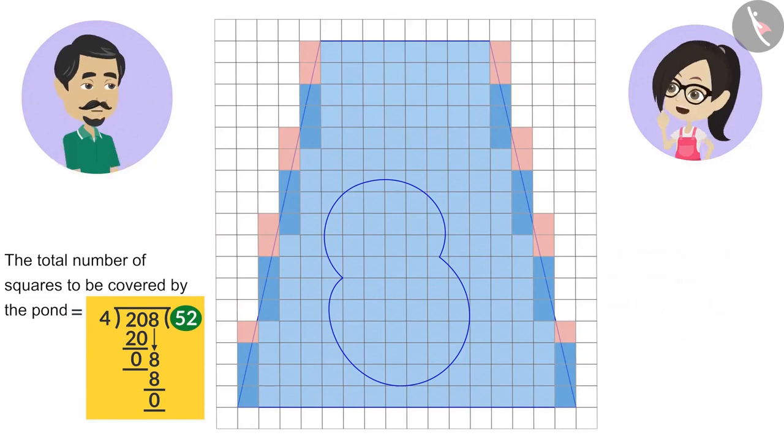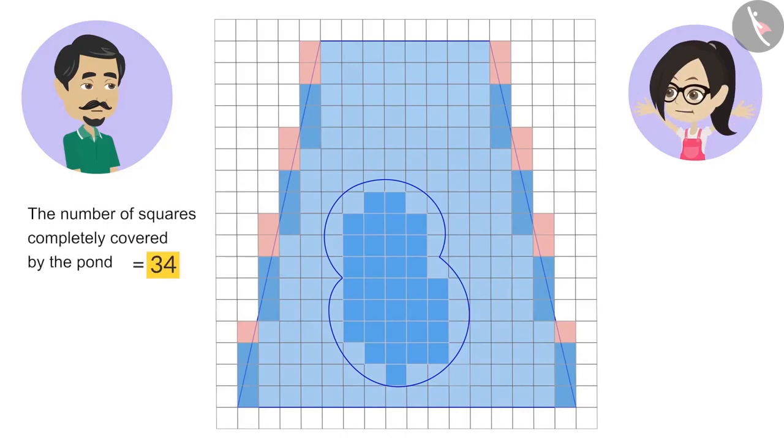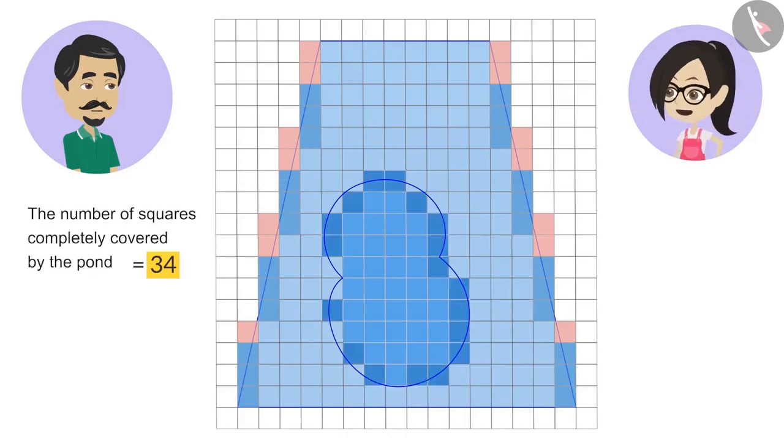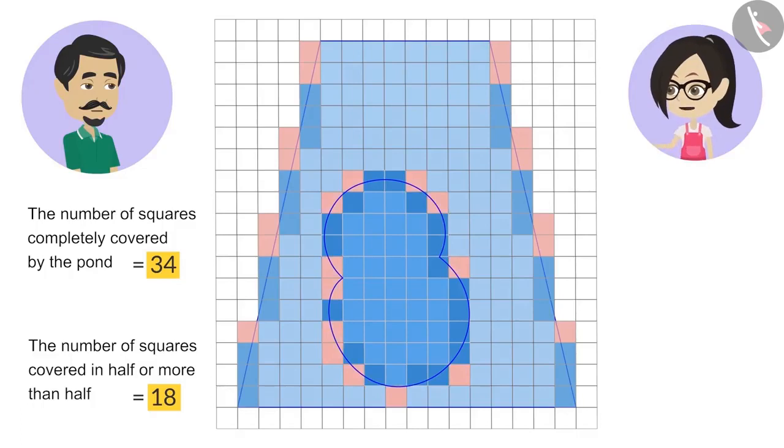Now we will count the squares covered by this pond. The number of squares that are covered completely is 34. Now we will count the squares that are covered in half or more than half. Their number is 18. The number of squares that are covered less than half are not counted.